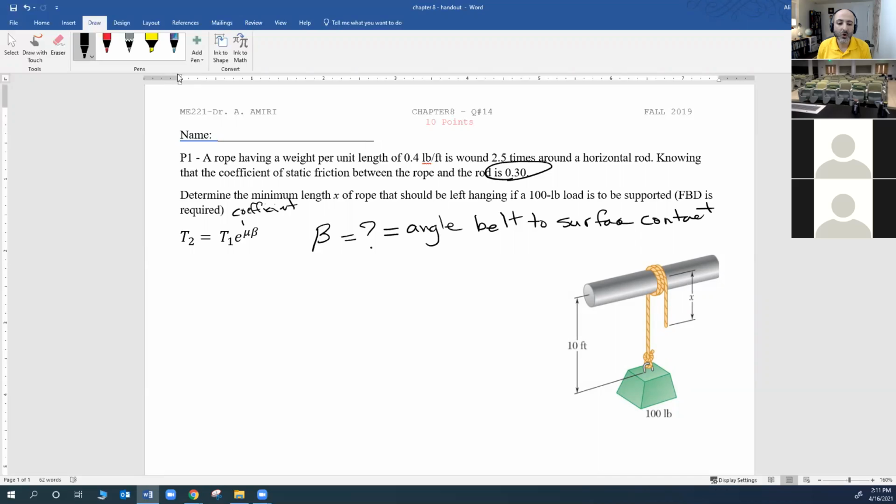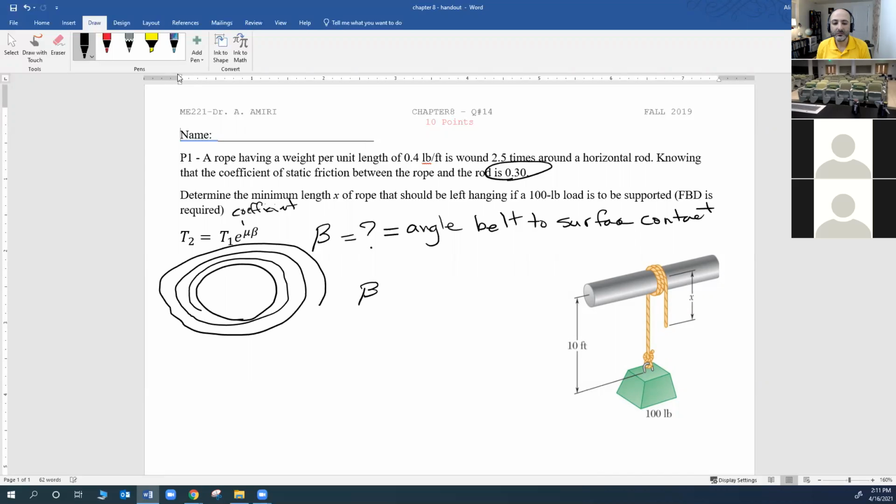So if this rope is going around 2.5 times, then what is beta? 2.5. 2.5 what? Is that an angle? Radian. 2.5 radian.